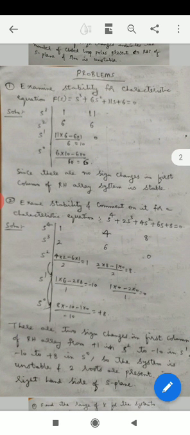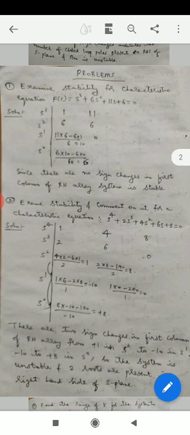Okay. So if you observe the values in the first column of the Routh array, they are plus 1, plus 6, plus 10 and plus 6. So what you can comment here? Examine the stability for the characteristic equation f of s equals s power 3 plus 6 s square plus 11s plus 6 equals 0.